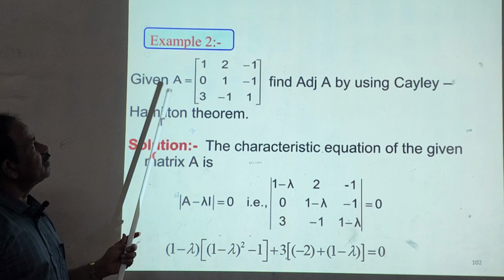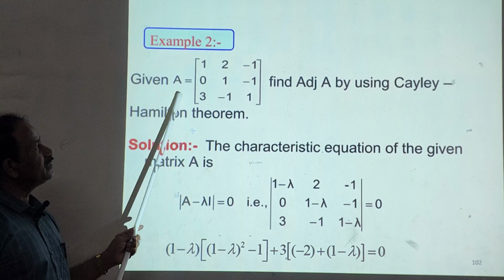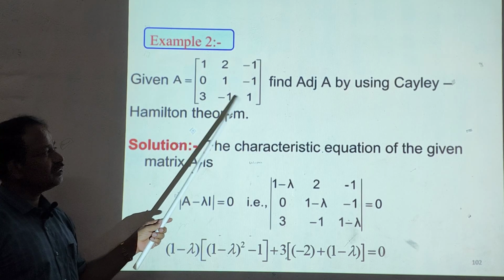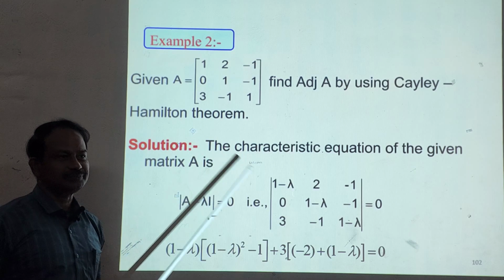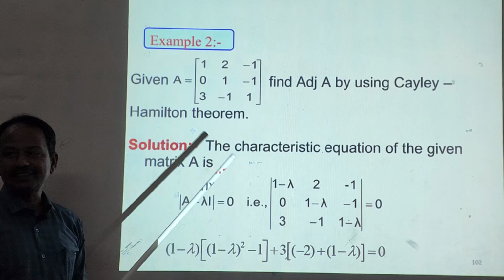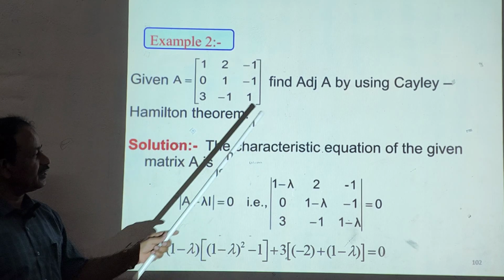Now, we will go for another problem. Given that the matrix is given as this, we are going to find out adj A by using the Cayley-Hamilton theorem. We are going to find out adjoint A.